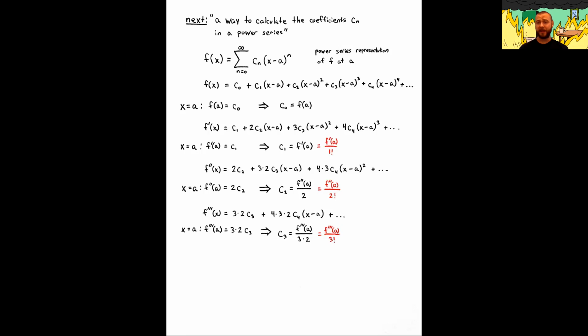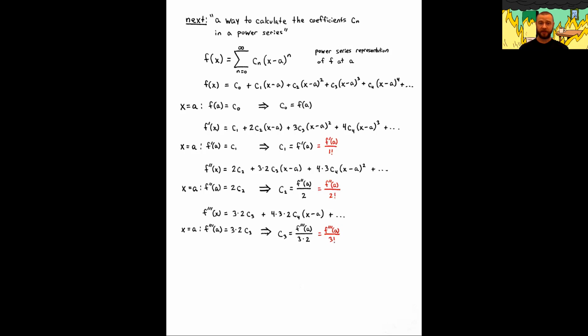I can write the denominator of c sub 2, which is 2, as 2 factorial, since 2 factorial is 2 times 1. And in the denominator of c sub 3, 3 times 2, I can express that as 3 factorial, 3 times 2 times 1. Now you can probably see a pattern.